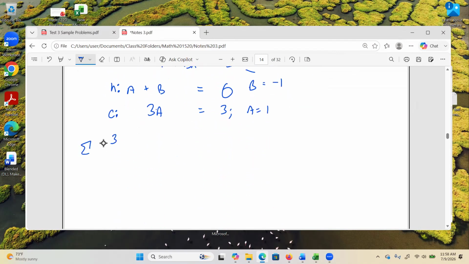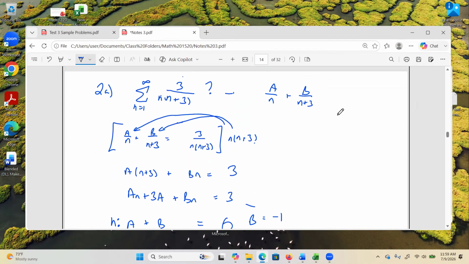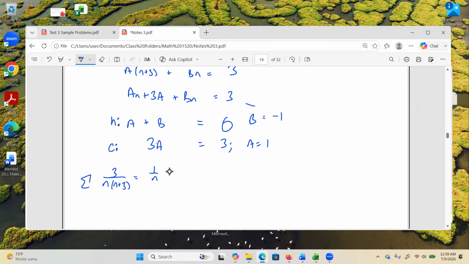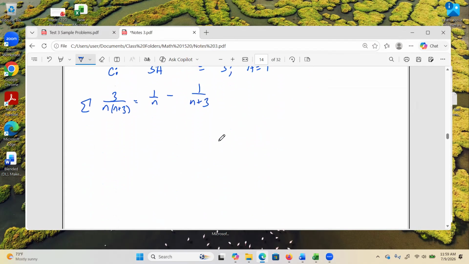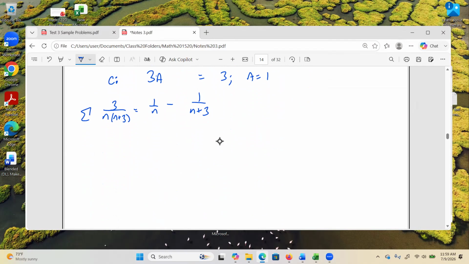So another fancy way to write this series is to say the series of 3 over n times n plus 3 is actually equal to, what was my a? It was 1 over n, minus 1 over n plus 3. Now I've got some minuses in here, so I'm looking at this like, aha, there might be a telescoping series here. So I'm just going to start plugging in some numbers and see what cancels out. At n equals 1, we have 1 over 1 minus 1 over 4.